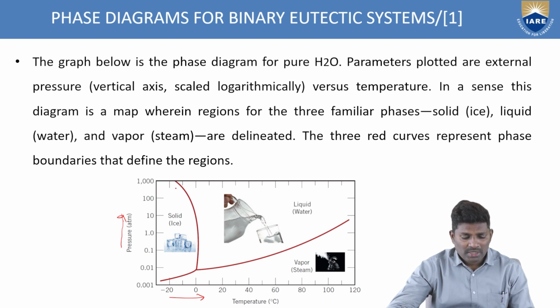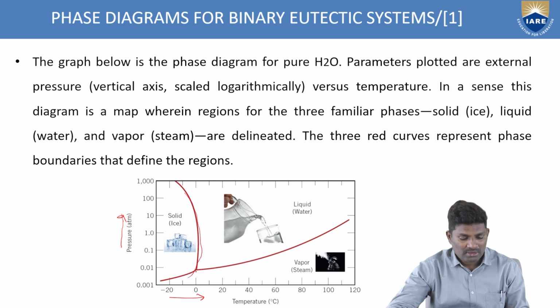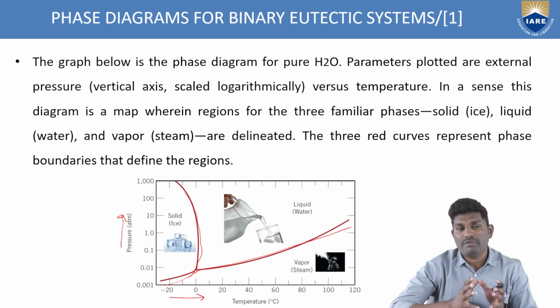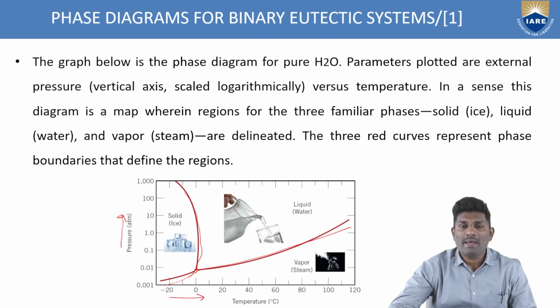Okay, so you have the three red curves here. What do these three red curves represent? These are the boundaries of each phase. So what generally happens to the water?